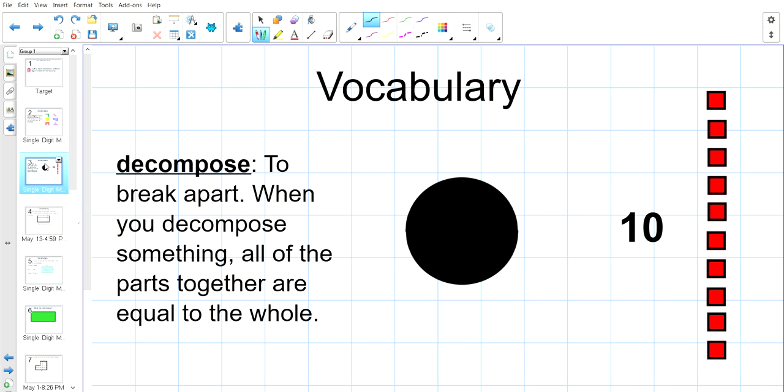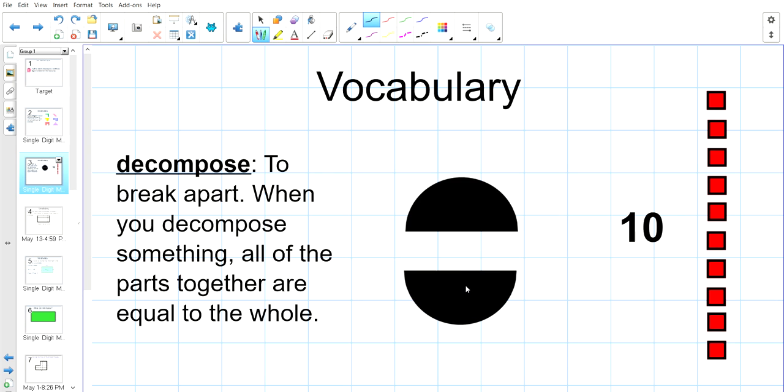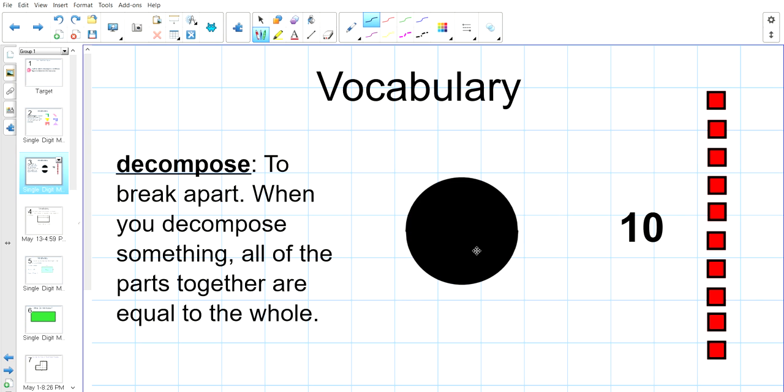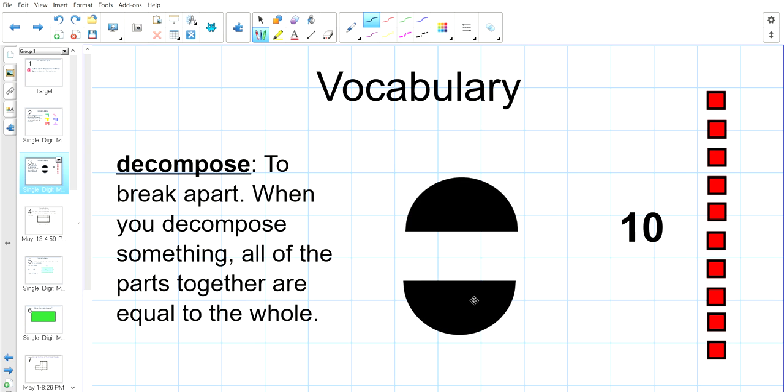Our next word is decompose. Decompose means to break apart. When you decompose something, all of the parts together are equal to the whole. Look at this black circle. I could decompose this black circle into 2 smaller parts, like this. Now, instead of having 1 large black circle, I have 2 black half circles. The total amount of space covered by the 2 black half circles is the same. And in fact, if I push them back together, I can see that the full black circle is still there. I've just broken it apart into 2 smaller pieces.